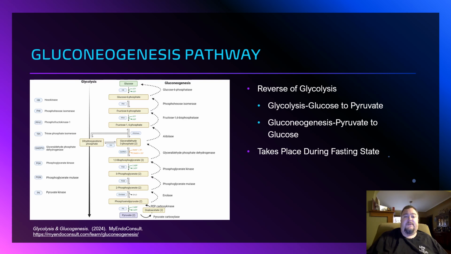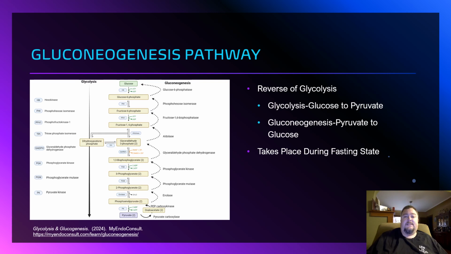The first step in gluconeogenesis is the conversion of pyruvate to phosphoenolpyruvic acid, PEP. In order to convert pyruvate to PEP, there are several steps and several enzymes required.